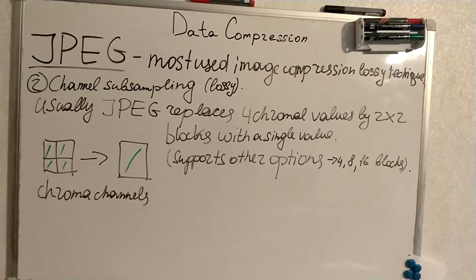The second step of JPEG is channel subsampling. It's a lossy step, and usually JPEG replaces 4 chroma values in 2x2 blocks with a single value. But the algorithm also supports other options, for example, you could use 4x4 blocks, etc. We apply this operation only to chroma channels.